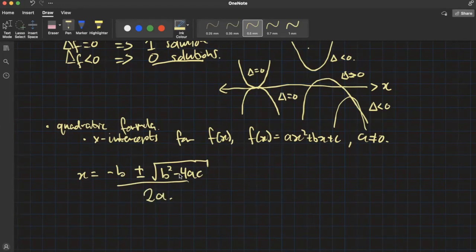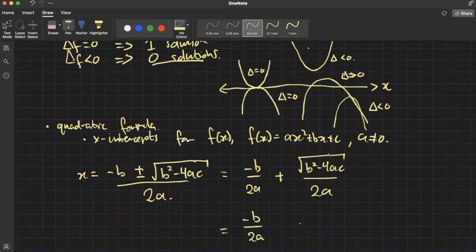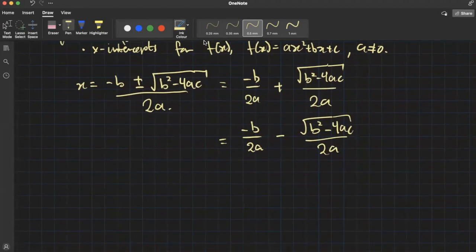Now I'll rewrite the quadratic formula in a slightly different form, just rearranged with a little bit of simple algebra, so we can analyze it pretty easily. The quadratic formula tells us x is negative b divided by 2a plus the square root of b squared minus 4ac divided by 2a. And the other solution is negative b divided by 2a, subtract the square root of b squared minus 4ac divided by 2a. So let's compare these two solutions that we have.